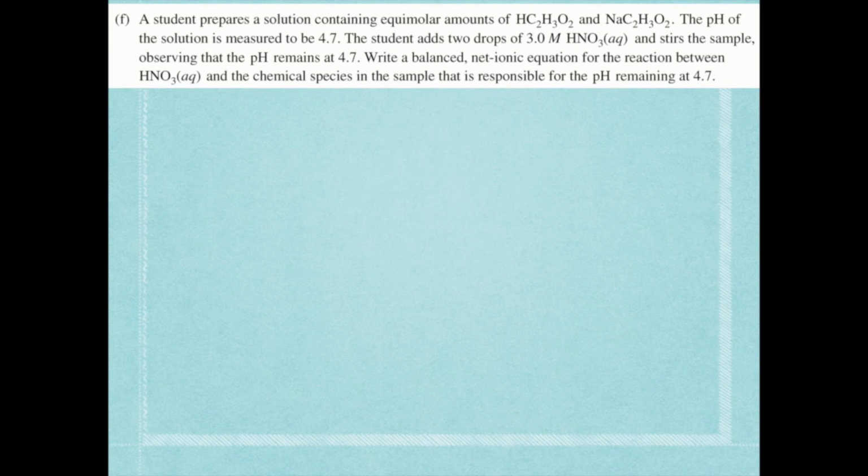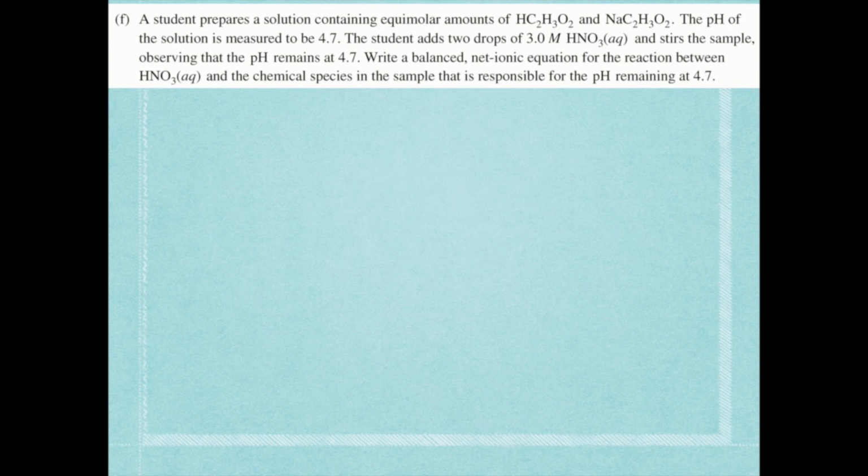In F, it tells you a student prepares a solution containing equal amounts, equal molar, of acetic acid and your acetate ions. Remember, just ignore Na. The pH is measured to be 4.7. The student adds 2 drops of nitric acid. Remember, nitric acid is a strong acid, and stirs the sample, observing that the pH remains 4.7. Write a balanced net ionic equation for the reaction between nitric acid and the chemical species that is responsible.